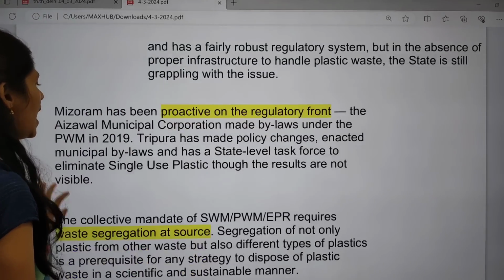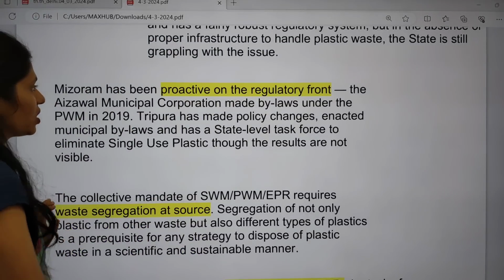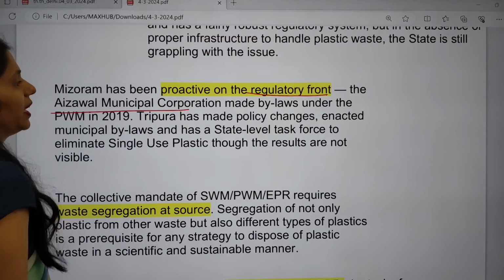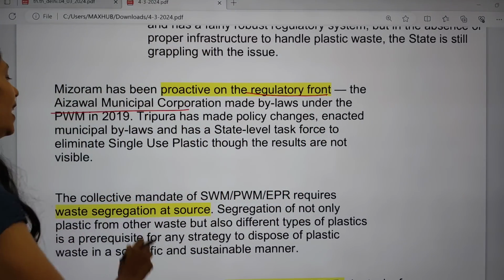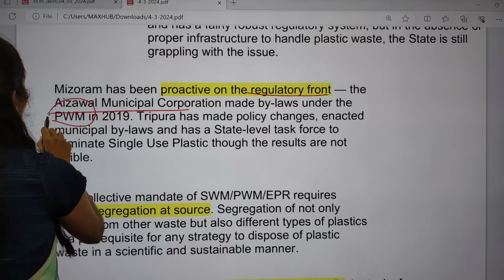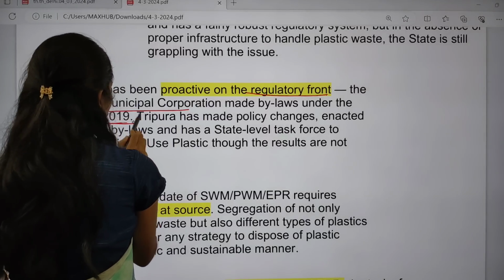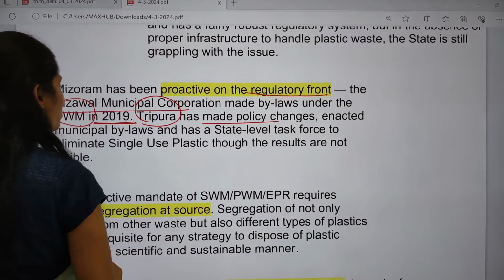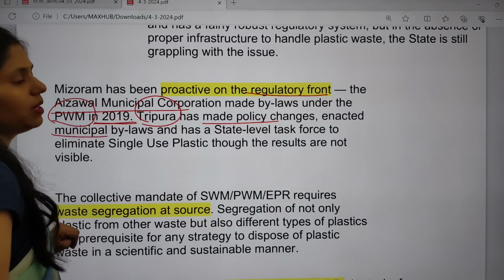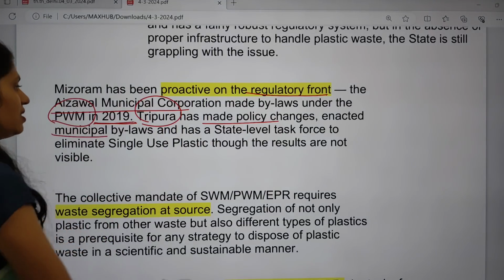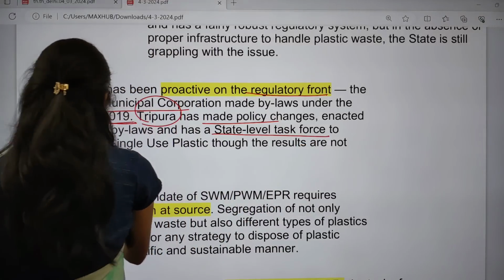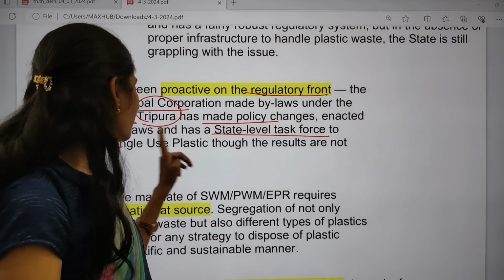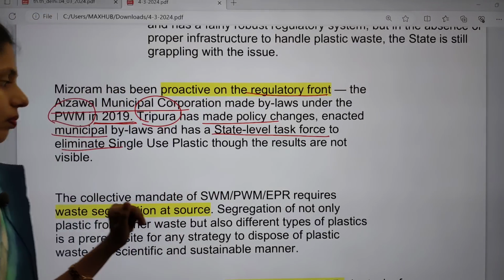And Mizoram has been proactive on the regulatory front: Aizawl Municipal Corporation made bylaws under plastic waste management in 2019. Tripura has also made policy changes, enacted municipal bylaws and has a state-level task force to eliminate single-use plastic, though the results are not visible.